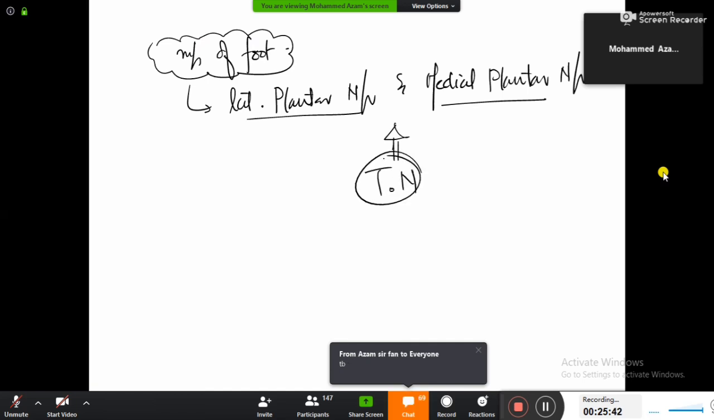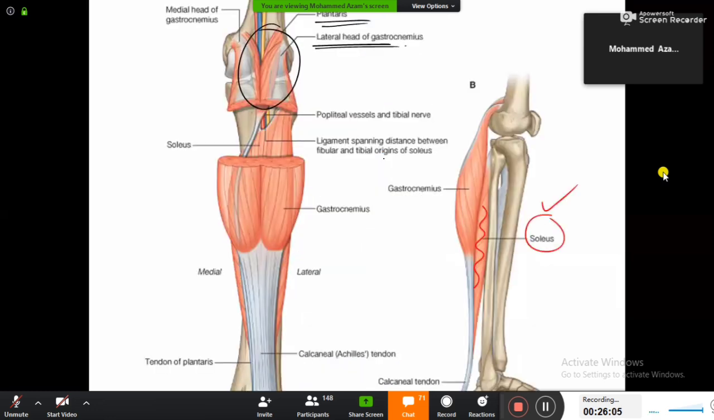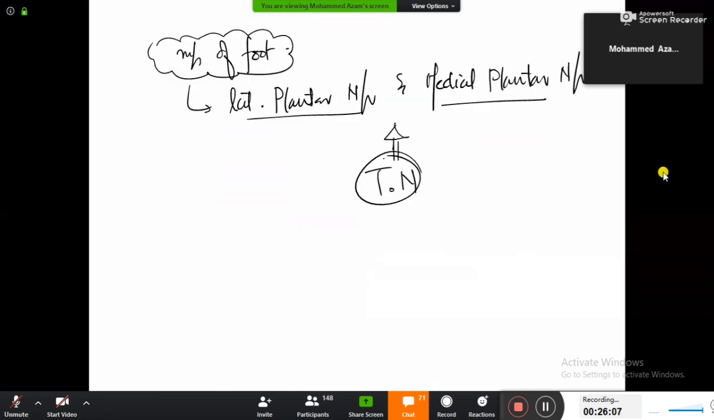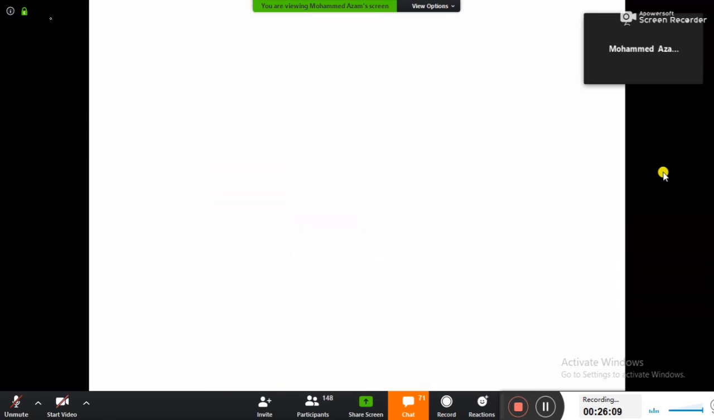So tibial nerve will be coming in the foot and it will be dividing into two branches, medial plantar, lateral plantar. And remember, these two nerves will be supplying to all the muscles of foot, sir. And that completes the tibial nerve supplied to the muscles. Okay. Now, welcome to the skin part, sir. Tibial nerve is supplying to which skin?